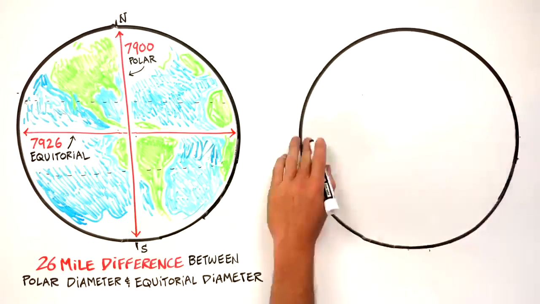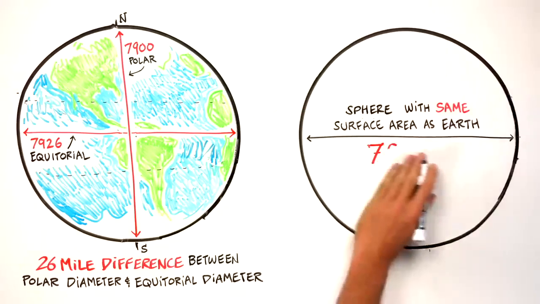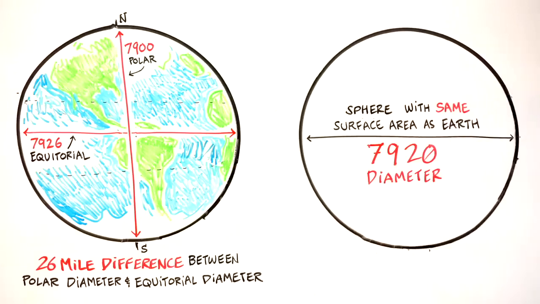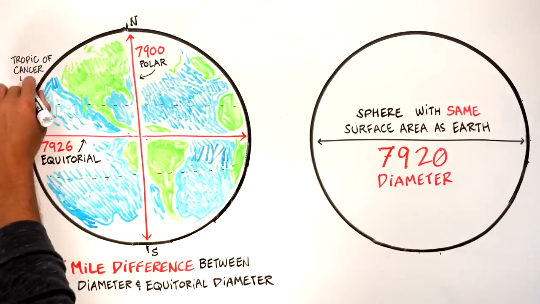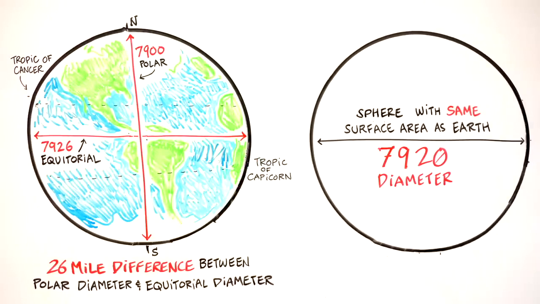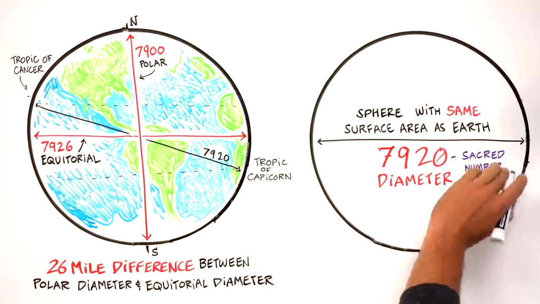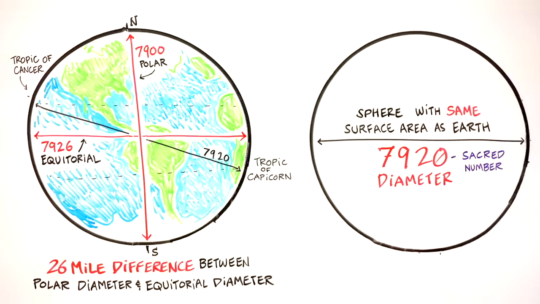We see that the diameter of a sphere with the same surface area as Earth is 7,920 miles. And also the diameter of the Earth, when you slice it through the Tropic of Cancer through to the Tropic of Capricorn, that diameter also is about 7,920. So we use 7,920 as the sacred number to represent the Earth, because even though the Earth varies considerably between equatorial and polar diameters, we find that at a very significant piercing through of the Earth's diameter from one tropic to the other tropic turns out to be 7,920 miles.